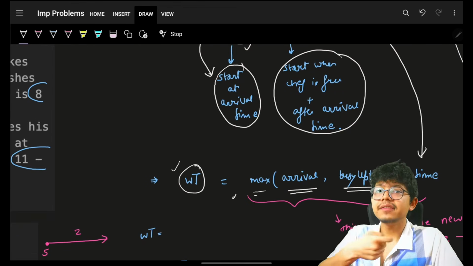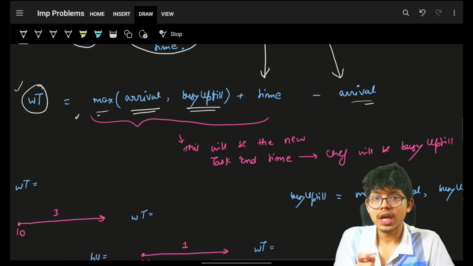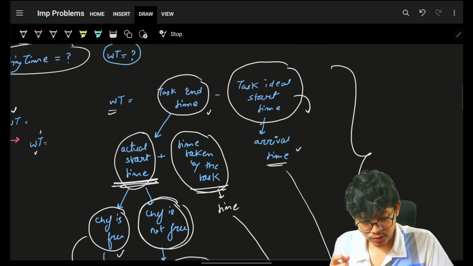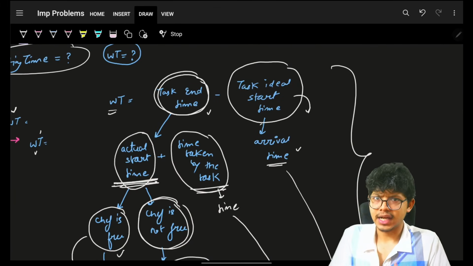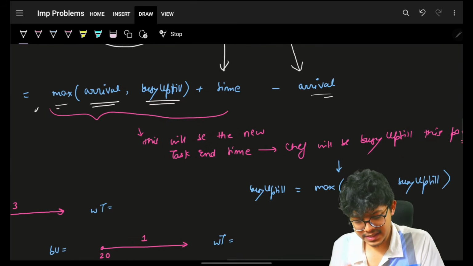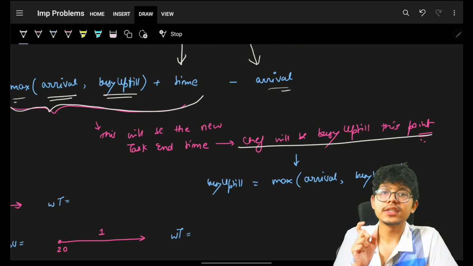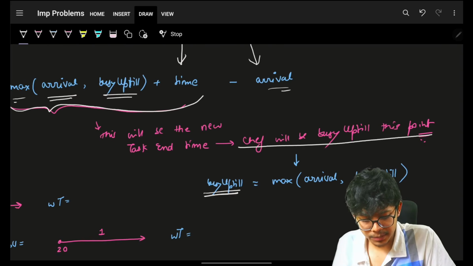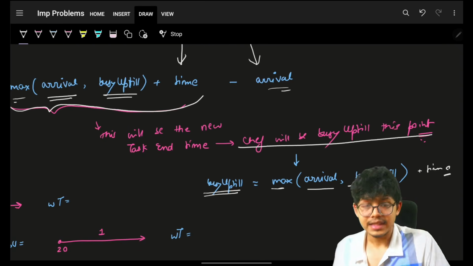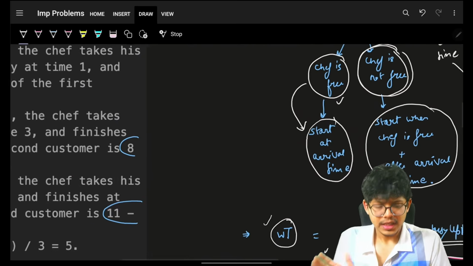But as I will handle every customer, I will also have to make sure that the chef will be busy for that moment. This was the task end time and the task is delivered by the chef. So the chef will be busy up till this point. So I have to update my busy up till by the maximum of arrival time, comma, busy up till, plus time. Up till this point my chef will be busy delivering that specific customer. Cool. This is the only thing which is true.